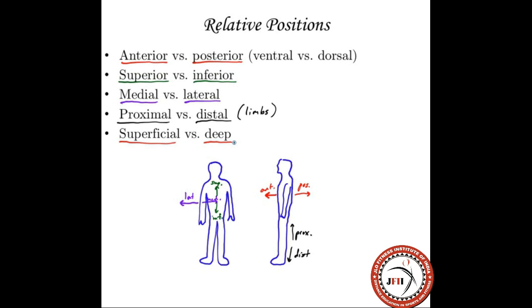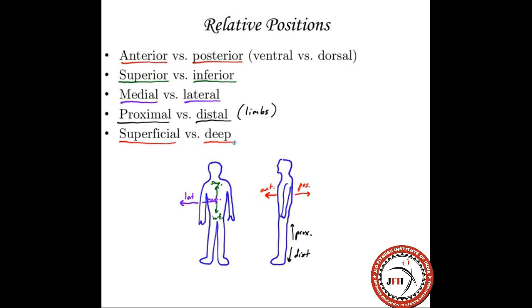Deep means below, farther inside the body. So I mentioned the word mucosa in a previous slide. Mucosa is the innermost set of tissues in the stomach. So you could say that the mucosa is deep to the serosa, which is actually the outer layer of the stomach. When we go back to skin, we could say that the dermis, which is below the epidermis, is deep to the epidermis, and vice versa.